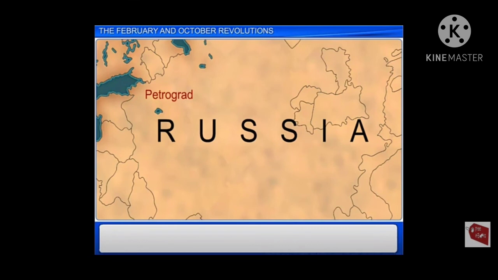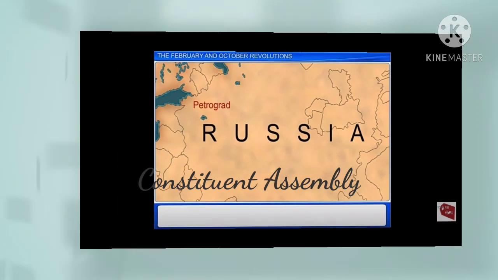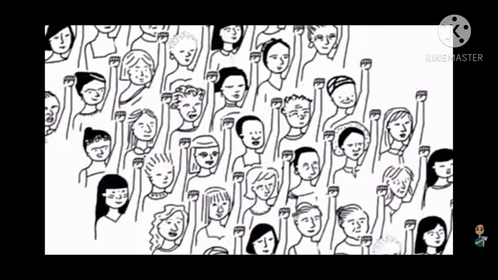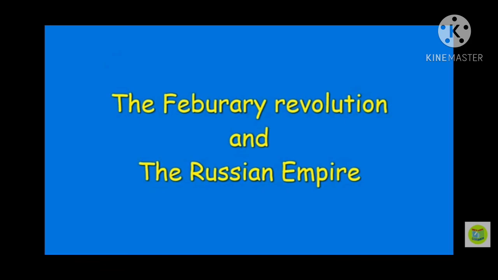And then they also formed Constituent Assembly on the basis of universal adult franchise. This is very important, okay? And finally, the February Revolution put down monarchy in Russia in 1917. Now in the next class we are going to discuss what happened after February Revolution.